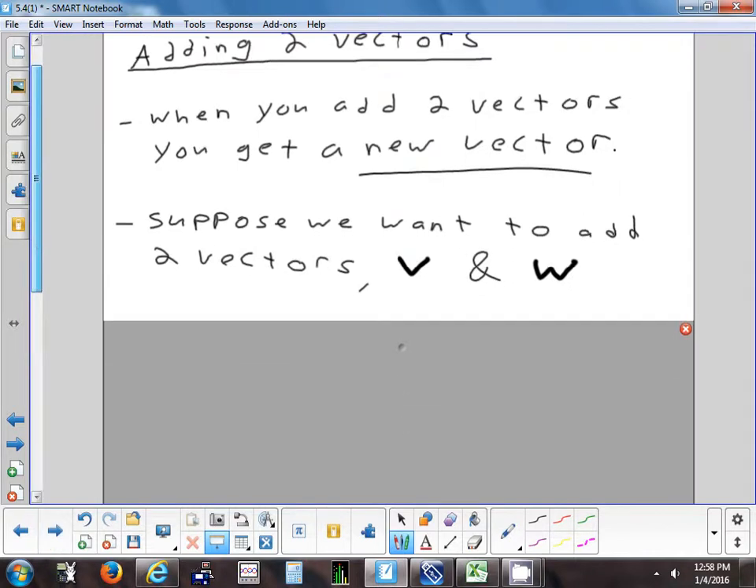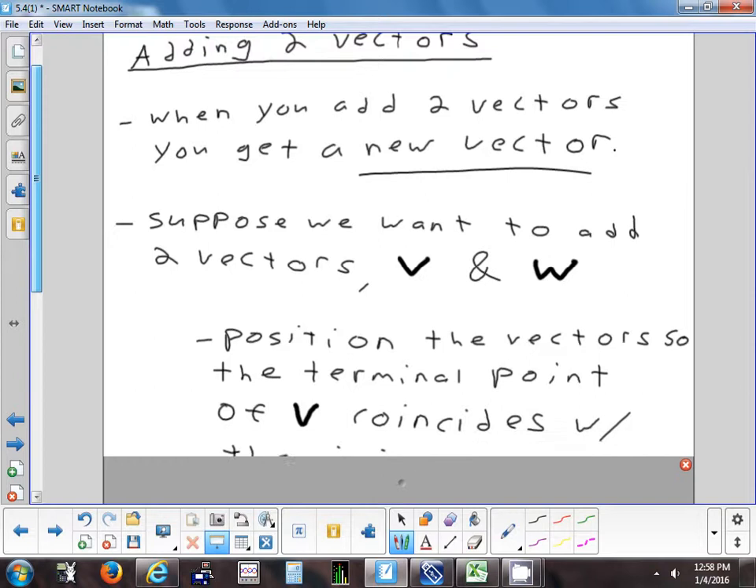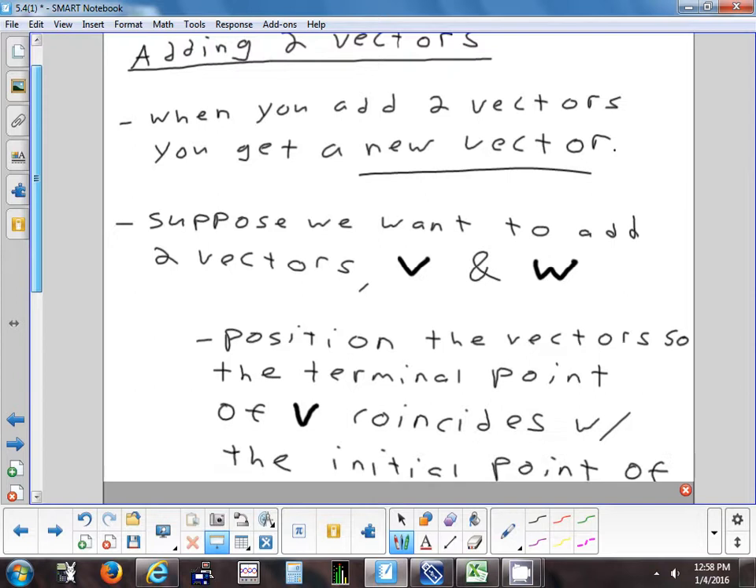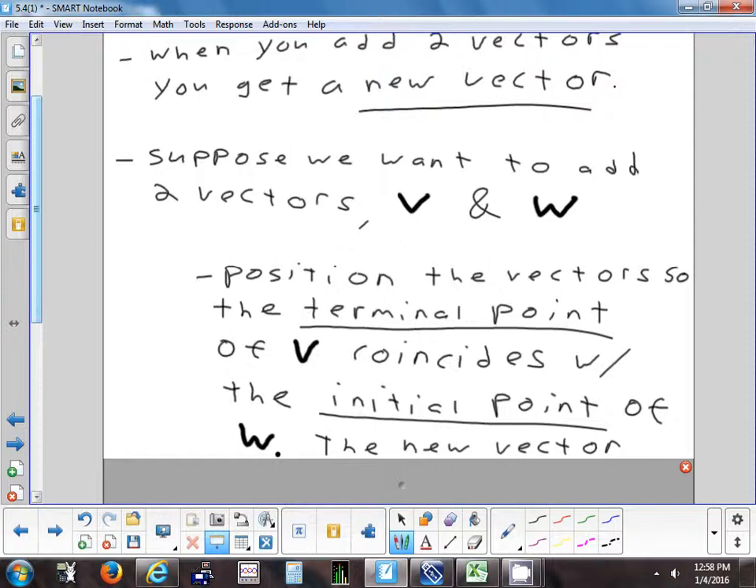Okay, so the first way I'm going to show you how to add vectors is purely visual. What we're going to do is line the vectors up so that the ending point of one of the vectors is right on top of the starting point of the other vector. It's like we're going to connect them, so that the ending point is right on top of the initial point.